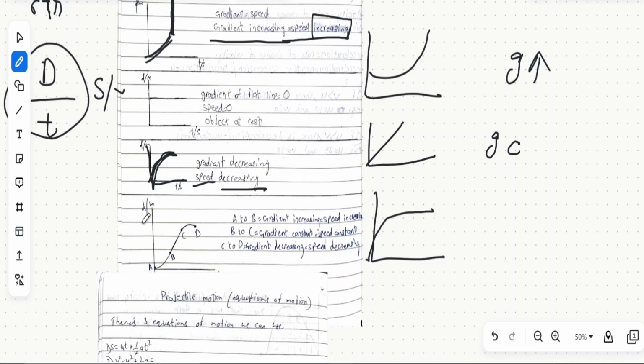This is a question you can do. You have to state the speed at each time. Going from A to B, what's your speed? Going from B to C, what's your speed? C to D, what's your speed? You can look at this. I'm not going to waste my time here.